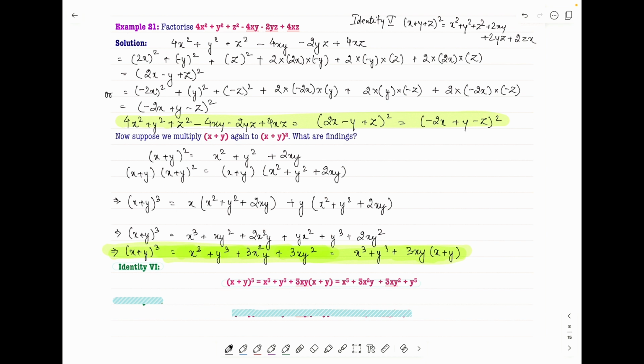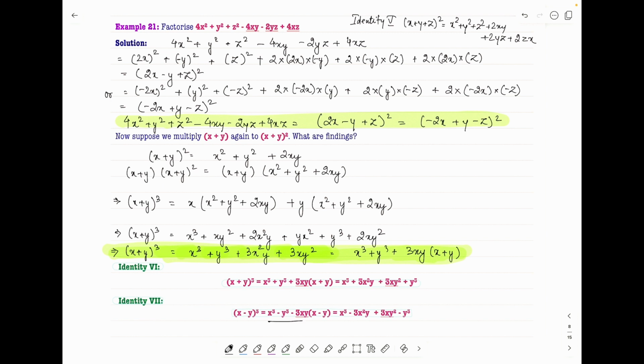Got my point? And the seventh identity, similarly: instead of x plus y, I can write x minus y whole cube. So this will give what? x cube minus y cube minus 3xy into (x minus y). This is equal to x cube minus 3x square y plus 3xy square minus y cube.